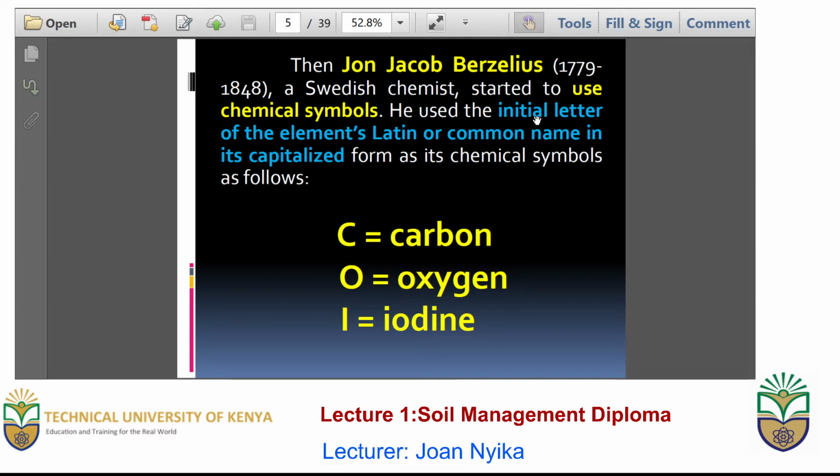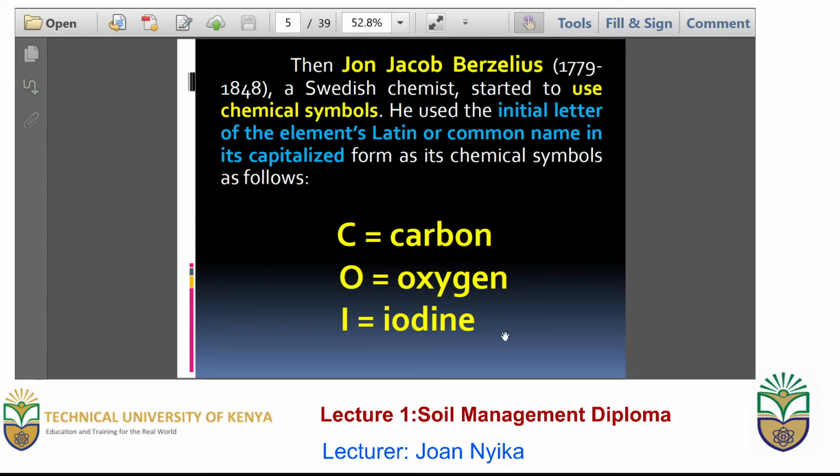In these symbols, he used the initial letter of the element's Latin or common name in its capitalized form. What do I mean? That some of these elements, for instance, the ones that are listed in this page is the carbon, oxygen, and iodide. These are their common names. He used their first letter in capital form to give them names.